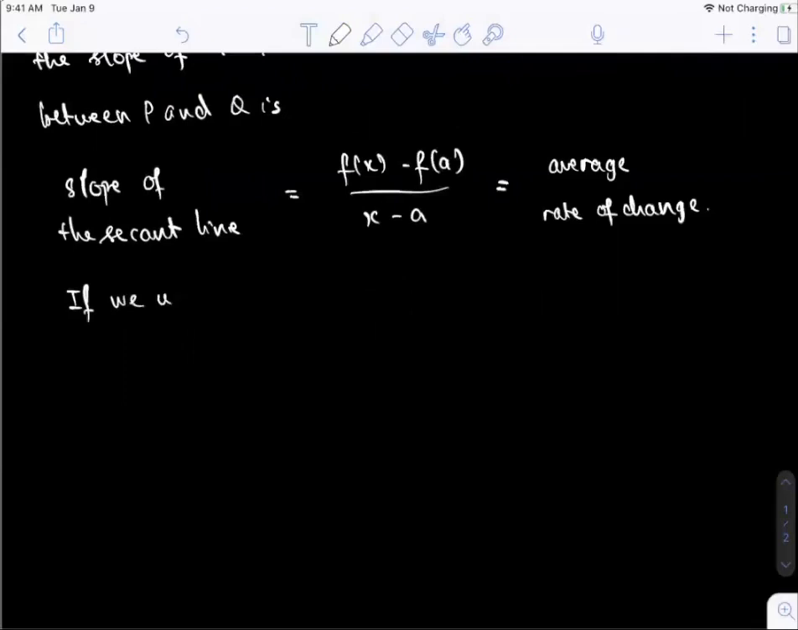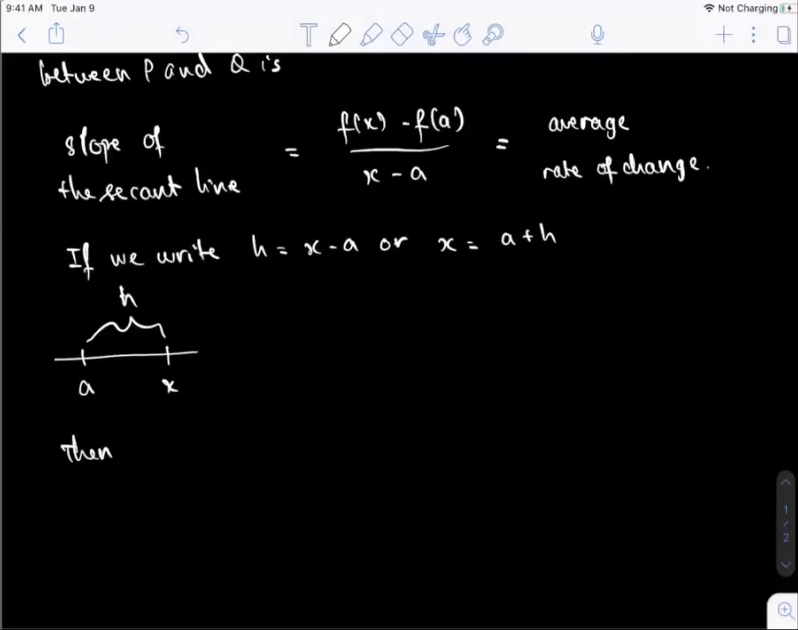If we write h equal to x minus a, right, so x minus a is the distance between x and a. On the real line, if this is a and this is x, the distance between a and x is h. So h is equal to x minus a, or you can write x equal to a plus h.